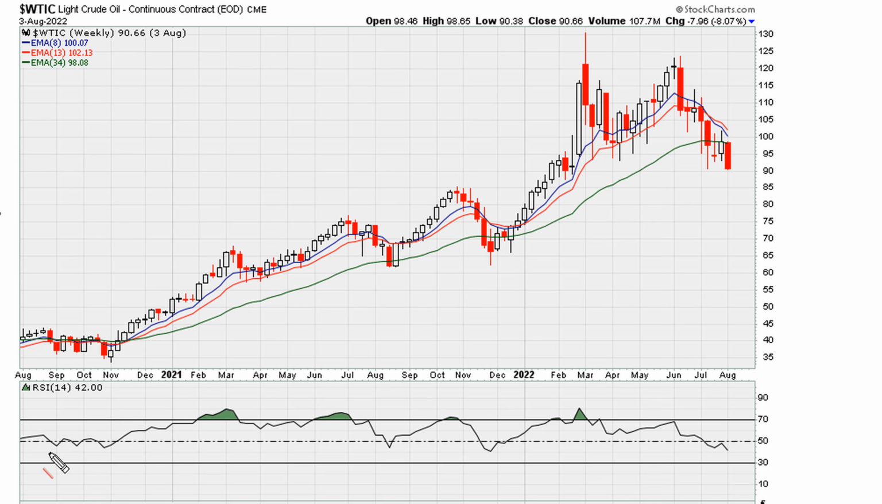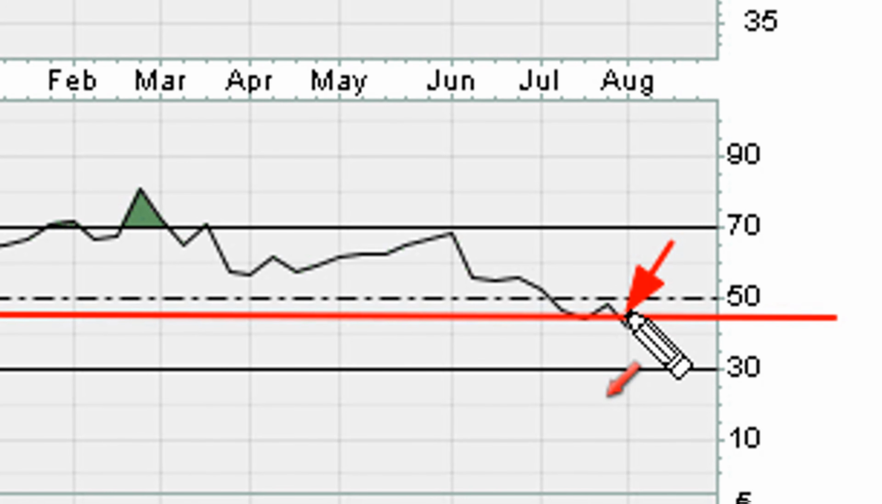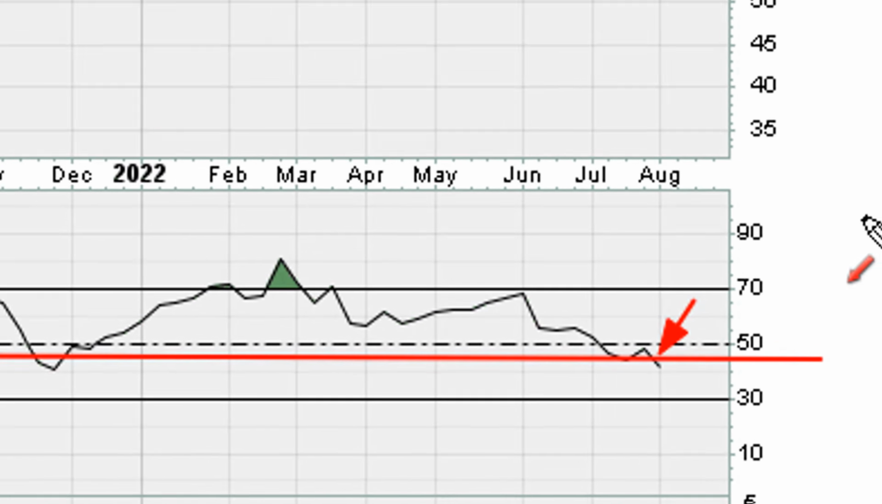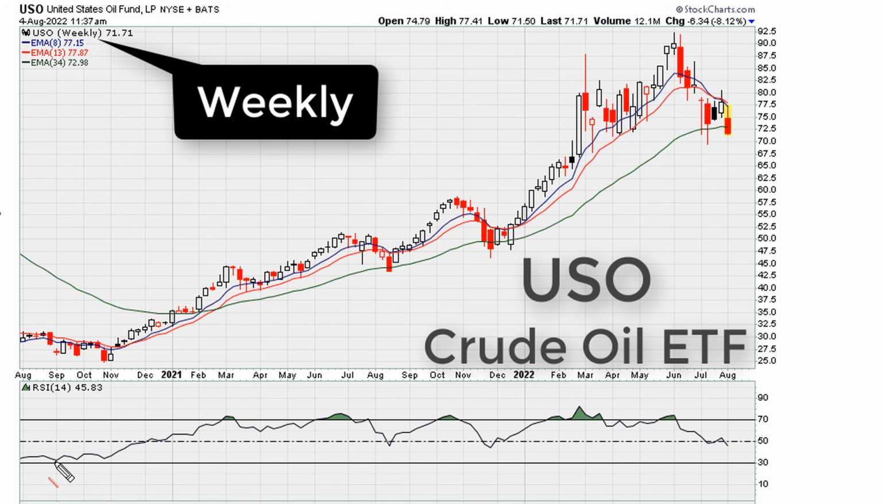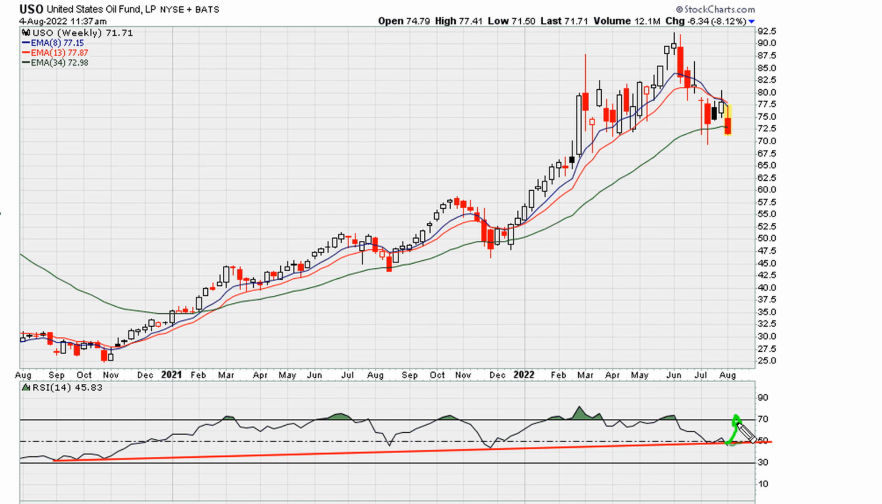Now consider this weekly chart for crude oil, showing the probability and possibility of either finding support or breaking below this recent weekly RSI lows line. Consider the weekly chart for USO, which tracks crude oil, and the possibility of either finding support and coiling higher, or at the moment we are showing possibility of breaking below this multi-year RSI lows line.